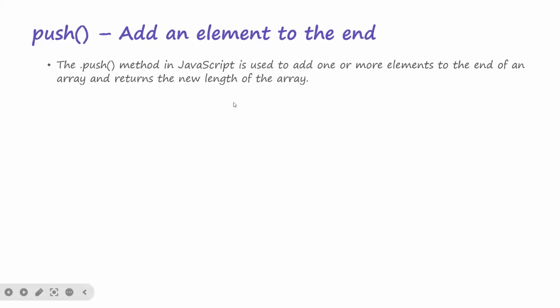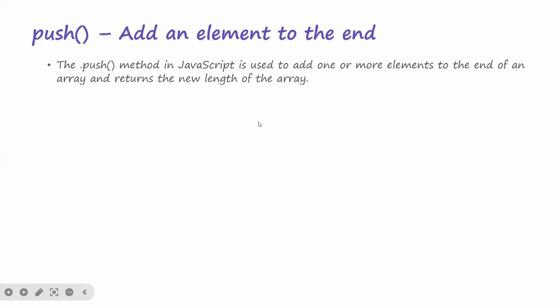Now the push method in JavaScript is used to add one or more elements to the end of an array. So whatever you use the push method to add is going to be added to the end, not at the beginning. And once you do that, this method will return the new length.